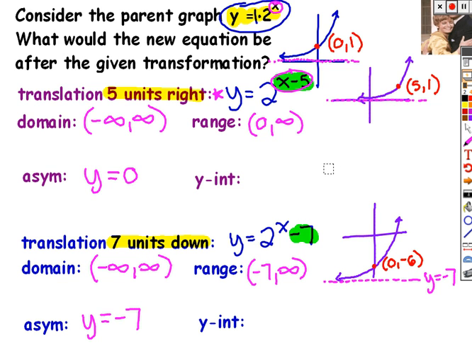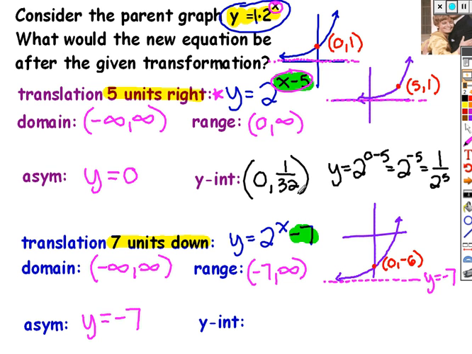So any point on the y-axis has an x value of 0, so I'm just going to insert 0 for x into my equation. 2 to the -5th power would be the same as 1 over 2 to the 5th power, and 2 to the 5th power is 32. So my y-intercept would actually be (0, 1/32), which seems reasonable if I look to my graph. Yep, that's going to be a pretty small y value.